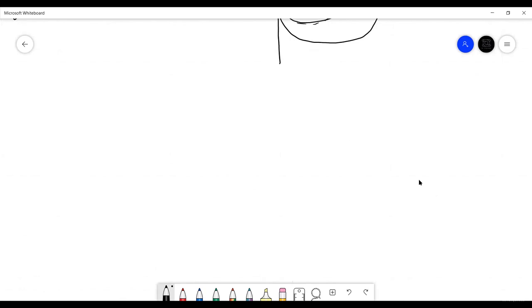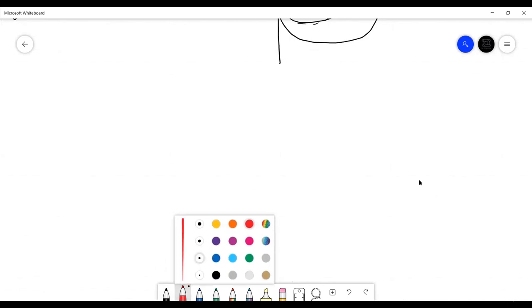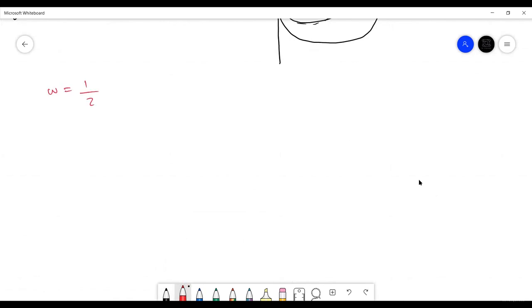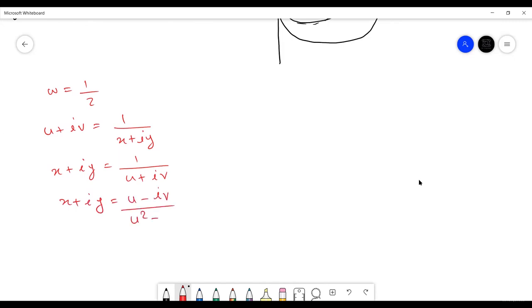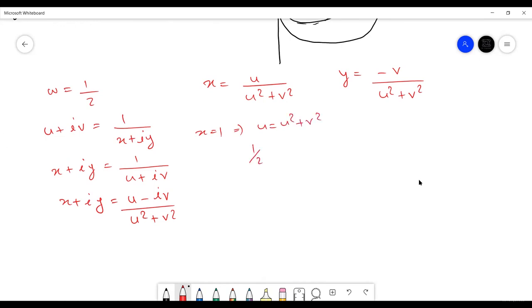So here the mapping is given to us as w equals 1 over z. I usually write this as u plus iv is equal to 1 over x plus iy. So x plus iy is equal to 1 over u plus iv. By multiplying by the conjugate, you can write it in this manner: u squared plus v squared. So equating the coefficients, you get x equal to u over u squared plus v squared, and y is equal to minus v over u squared plus v squared. So when x is equal to 1, you will get u is equal to u squared plus v squared. So again you will get the same equation: half squared is equal to (u minus half) squared plus v squared, right?